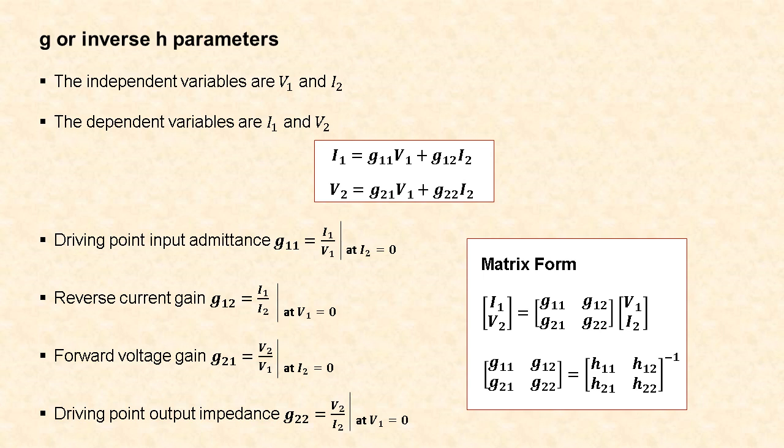Here the inverse H parameter is nothing but the matrix inverse of hybrid parameters. Remember that G11 is not 1 by H11. That is, you should not take the inverse of individual elements.